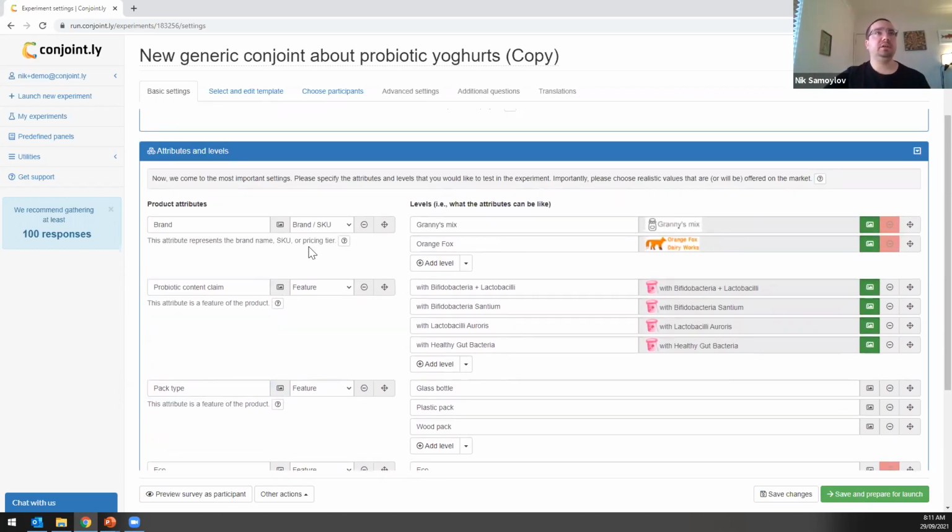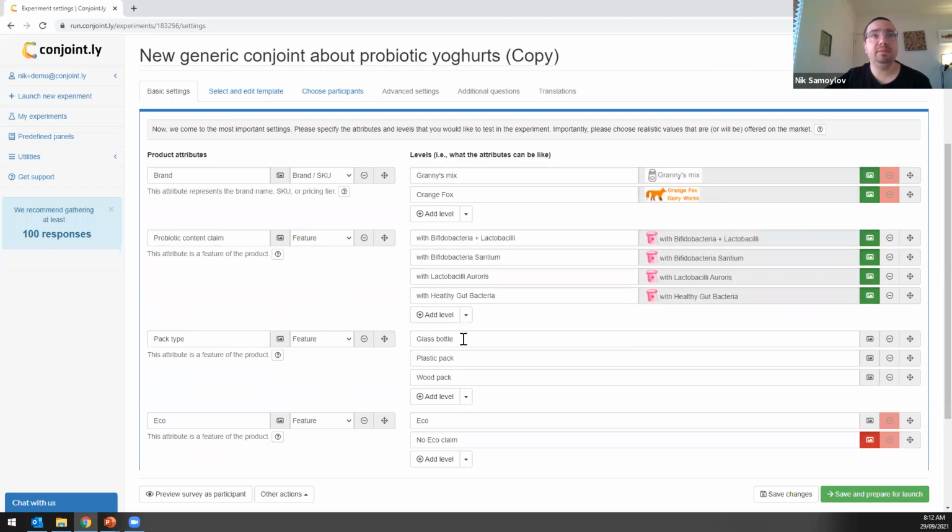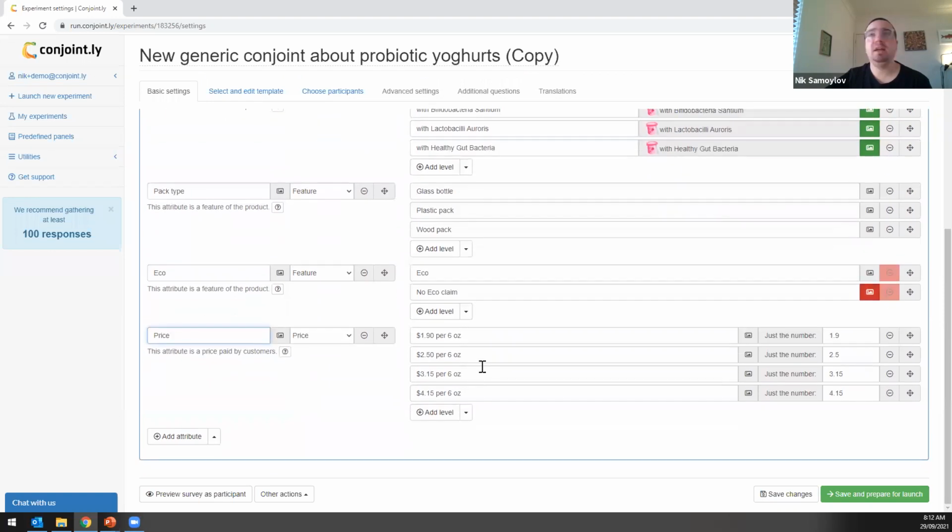Then within brand, we have 2 levels: Granny's Mix and Orange Fox. Within probiotic content claim, we have 4 different claims of probiotics. We also put an image here just to make it look like strawberry yogurt. And then we have pack type levels: glass, plastic, or wood. And I think that's all the things that we're testing.